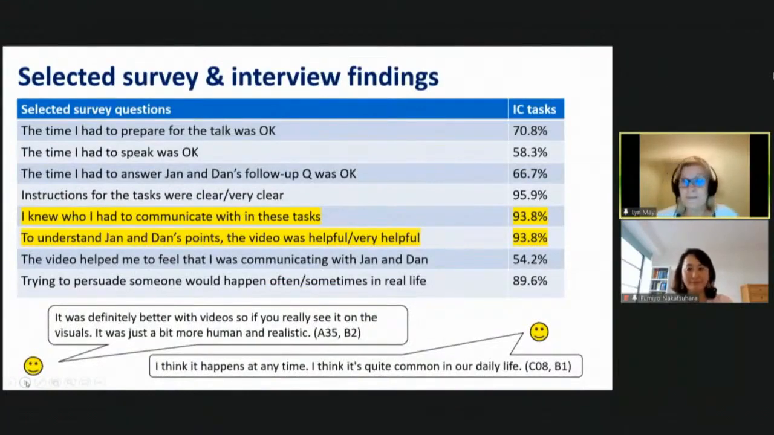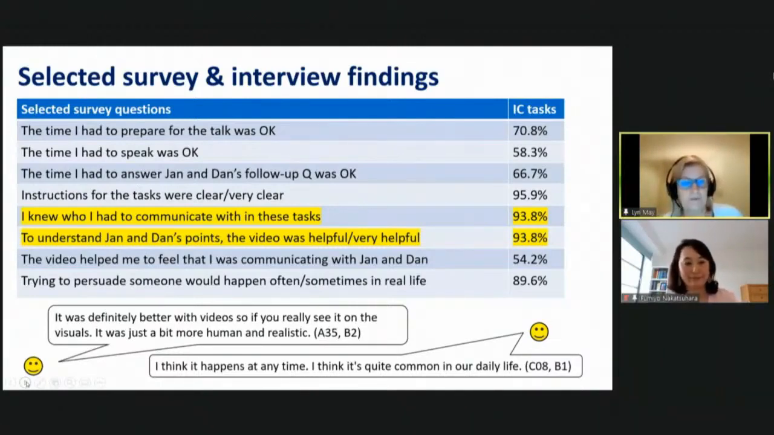Okay, the other source of data that we collected was we designed a survey, and we also interviewed, as Fumi mentioned earlier, quite a few students. So what really interested us and what we're really delighted with, I've highlighted in this chart here.